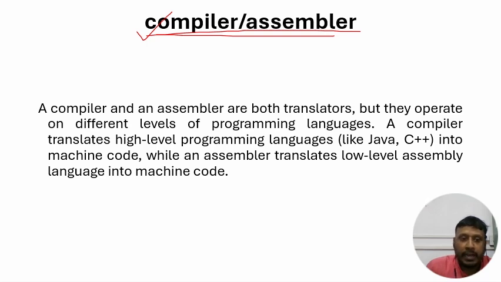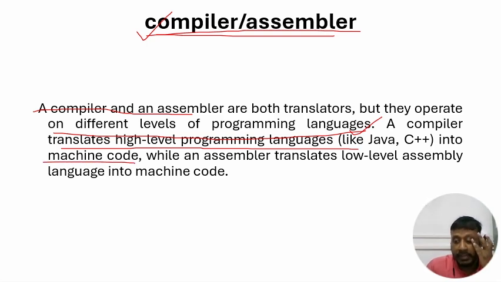A compiler and an assembler both are translators, but they operate on different levels of programming language. A compiler translates high-level programming language like Java, C++ into machine code. A compiler is a program that translates a high-level programming language like C or Java or Python.